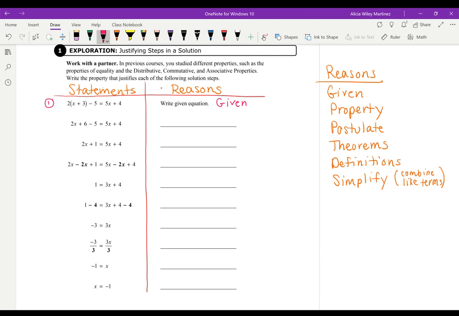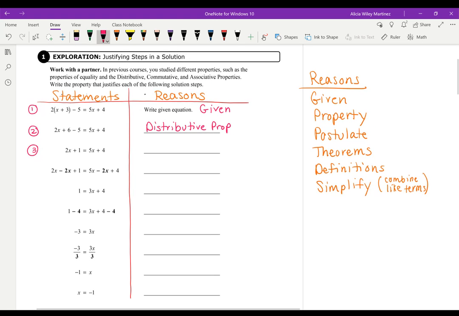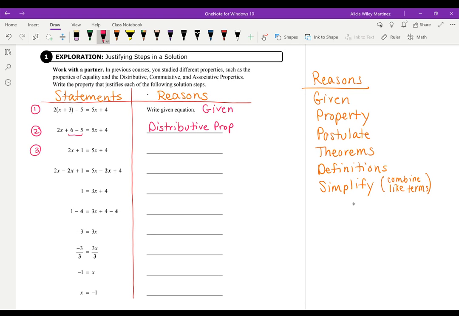Okay, so to get to step 2, what you want to think of is, how did I get to step 2? The way I got to step 2 is I used the distributive property. And that's what you want to do with a proof. Step 3. After they distributed, you have to look and see, what did they do next? You can see they took the 6 minus 5 and turned it into a 1. That's just combining like terms, so we would just say simplify.